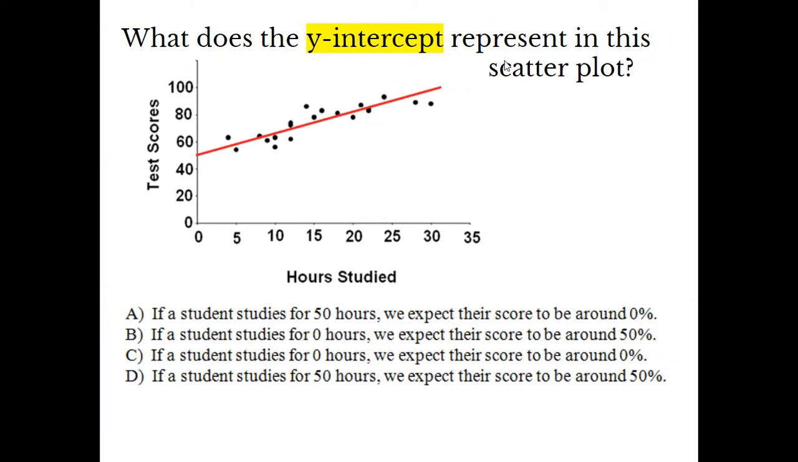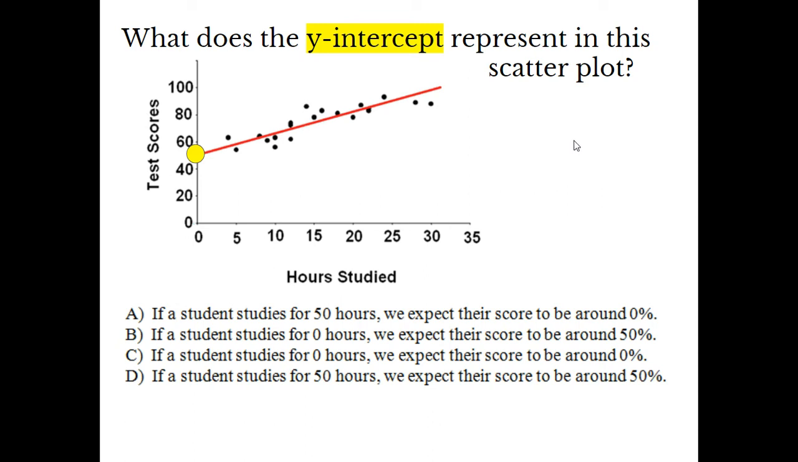On this question, what does the y-intercept represent in the scatter plot? So here you can see that we are comparing the hours studied and test scores. So take a look at the y-intercept right there, 50. Come down on the graph. So 50 is the test score. And if I come down on the graph, the hours studied is 0. So (0, 50) would be the point on the y-intercept. What does that mean? Take a look through the choices.